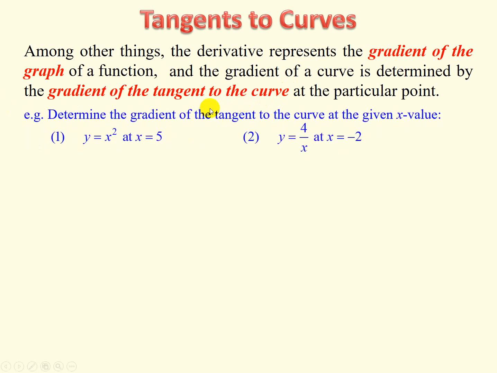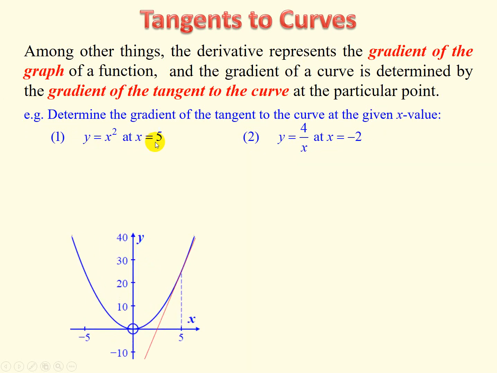Find the gradient of the tangent to the curve at the given x value, y equals x squared at x equals 5. So there's y equals x squared. There's x equals 5. So we're finding the equation of that red line. We're finding the equation of that tangent. Now, to find the equation of a line, we need to know the gradient, and we need to know one point through which it passes.